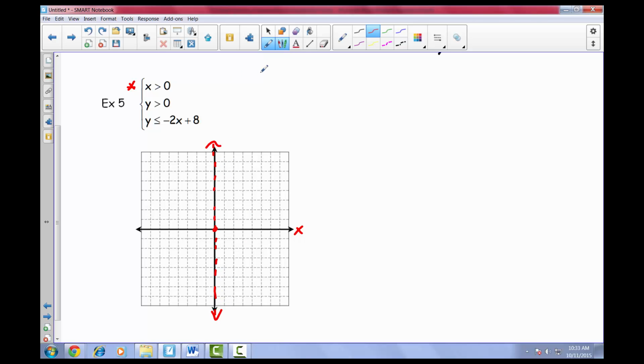Now we have to test a point off of our line. For example, we could test 1, 0. Is 1 larger than 0? The answer to that is yes, it most absolutely is. So we would shade towards that point that we just tested since it was true. All of these other points then would also be true.